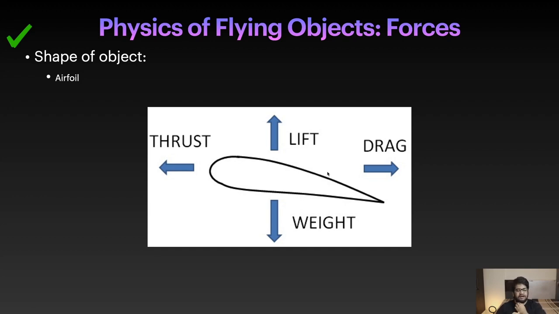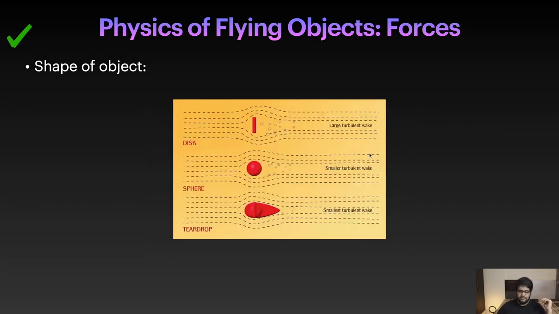And depending on the application, we use different kinds of airfoil. We have the NACA airfoil, and we have all kinds of airfoils available depending on the application and what kind of plane we have. We use airfoil. So this is a very good diagram.